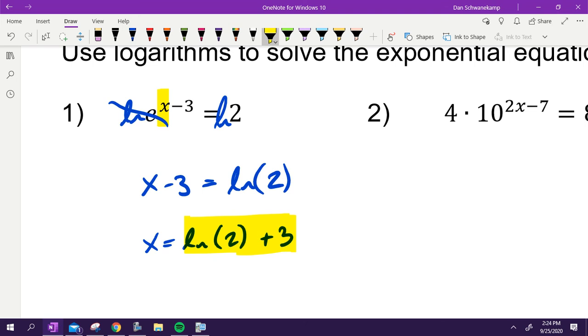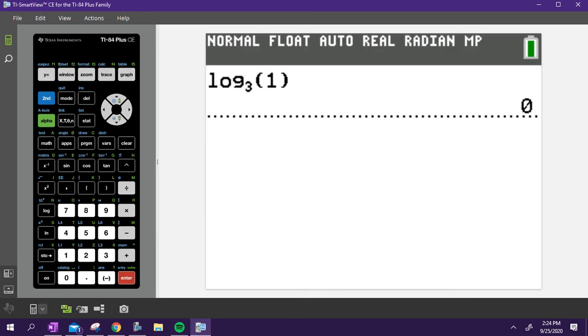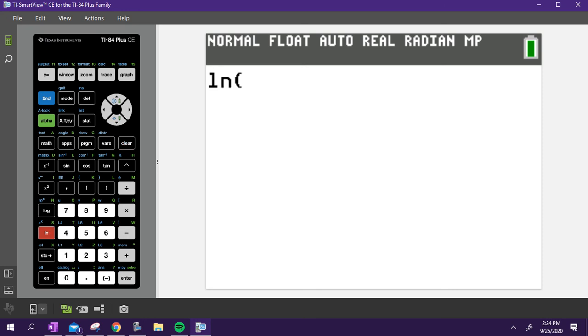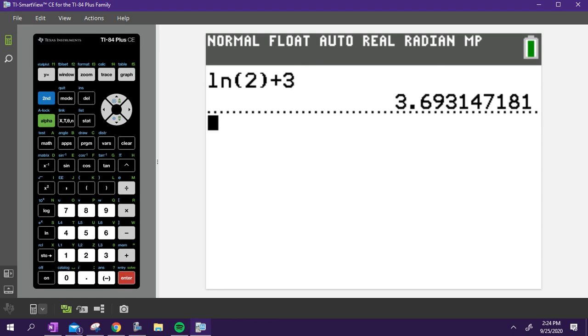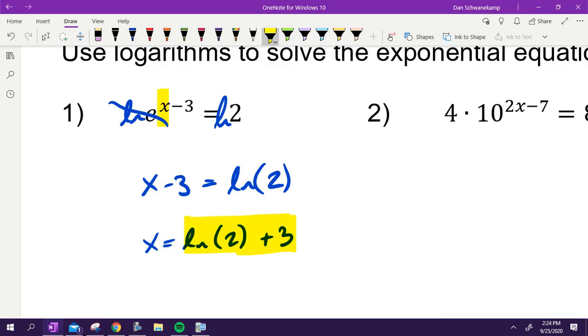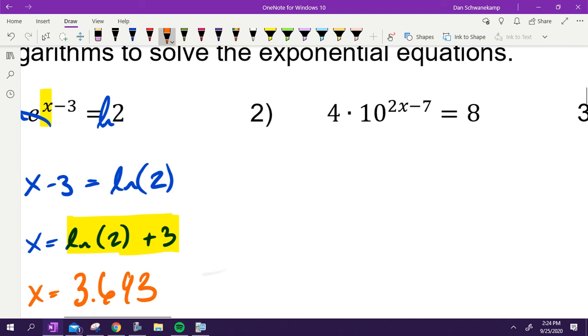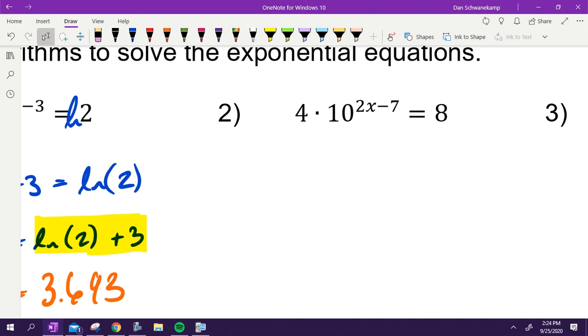If they want an approximate answer, then I'm going to type it into my calculator, and just make sure you can do that. We're going natural log of 2, close your parentheses, plus 3. Hit enter. How many decimals do you think we should go? 3. 3.693 is my answer. So again, both of them are the correct answer. This is the exact value. This is the approximate value because we rounded it. So make sure you understand the difference between the two. Just pay attention to what I ask for. I might ask for either one.